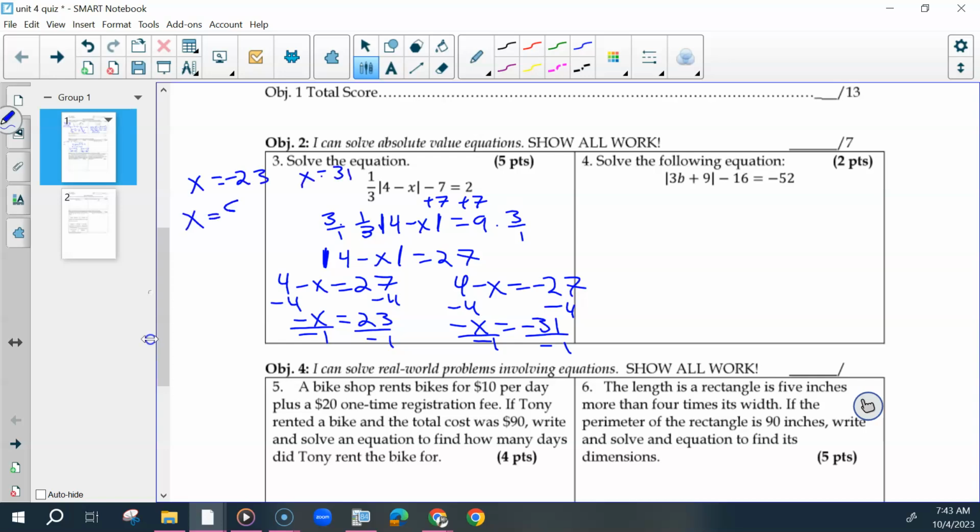So the solution set would have been negative 23 and positive 31. If you got the opposite, it's because you didn't divide by the negative 1, or you changed this to a plus, which changed your entire answer. So the 5 points on that: did you isolate correctly up until this point? Did you set up your two equations? Did you get the correct answers to put them in the correct solution sets, in the right order? Do you have any questions on that one?